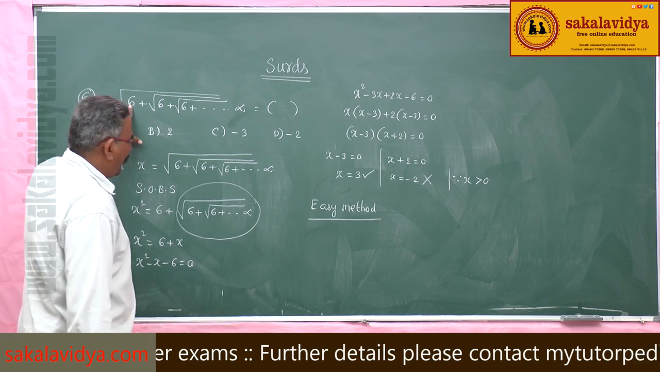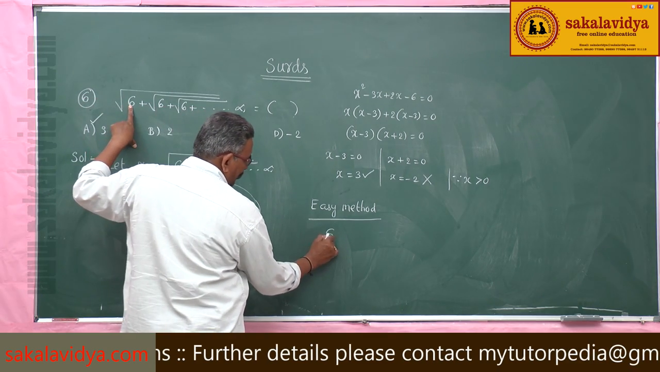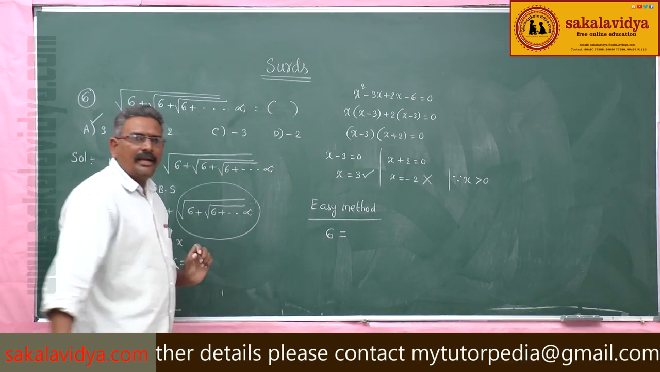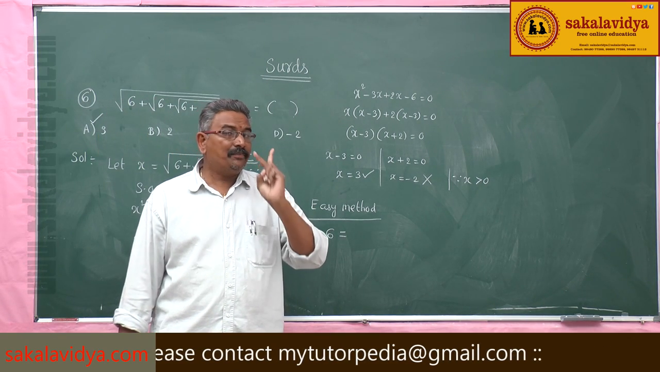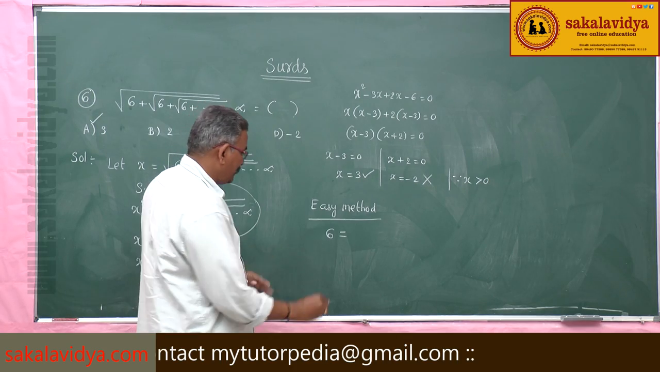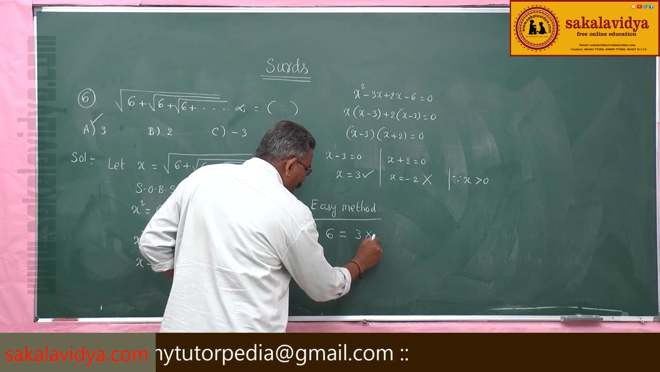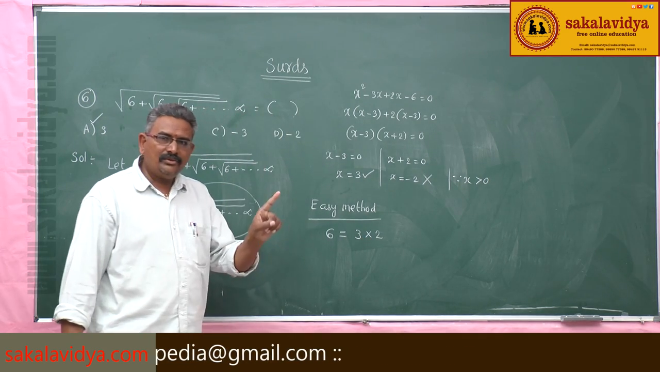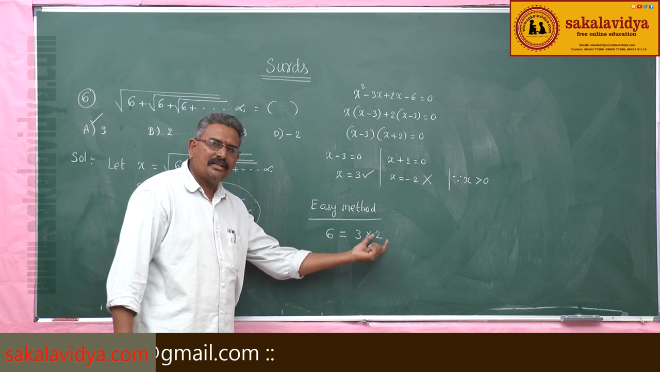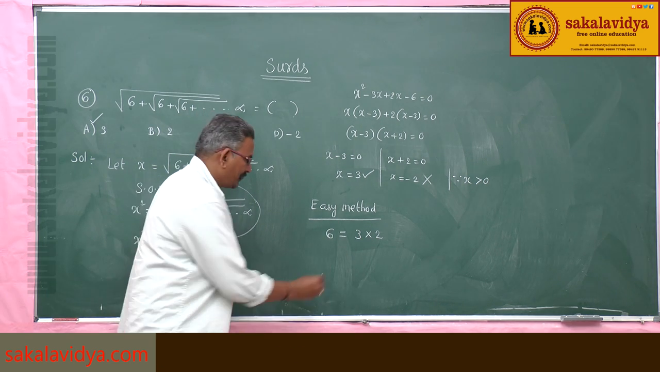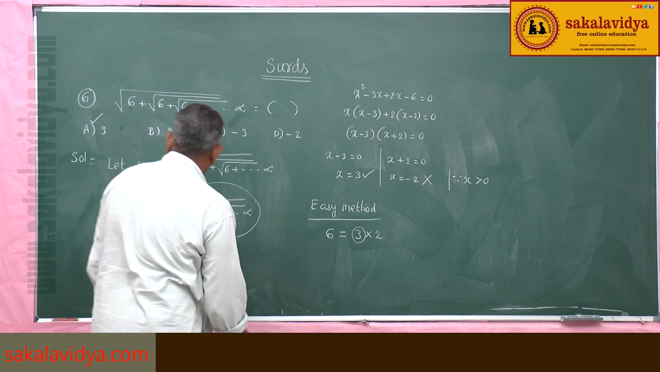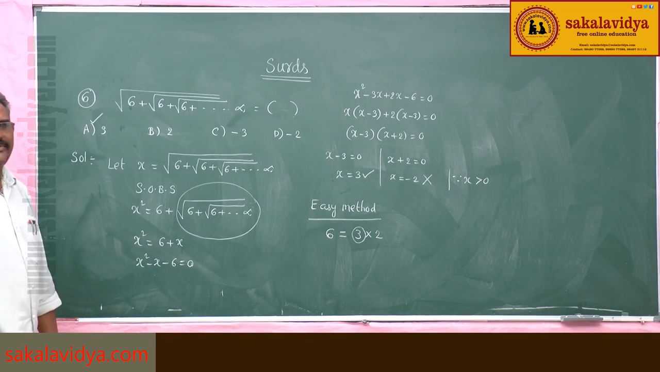So in this one we have 6. The 6 we have to write as the product of two consecutive numbers. As a product of two consecutive numbers, this can be written 3 into 2. In 3 into 2, which is the greatest factor? 3. So answer is 3. So that's all. So third option is the answer.